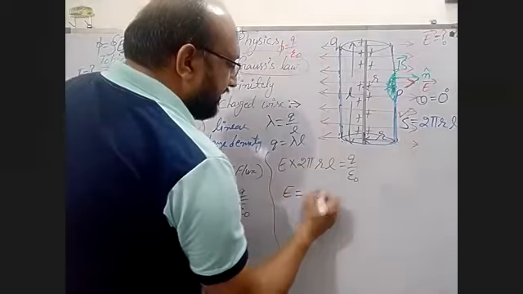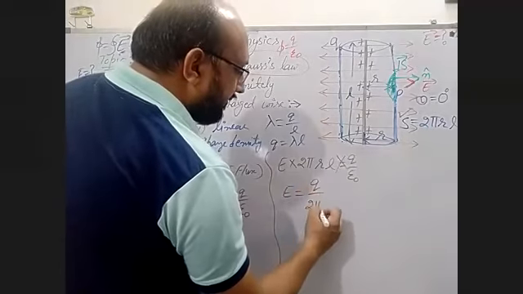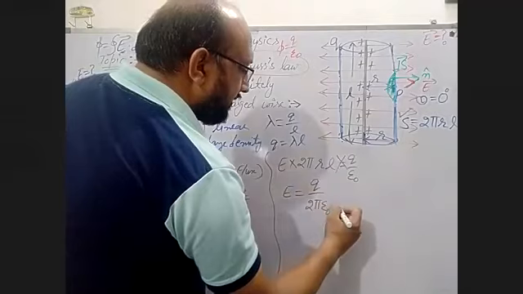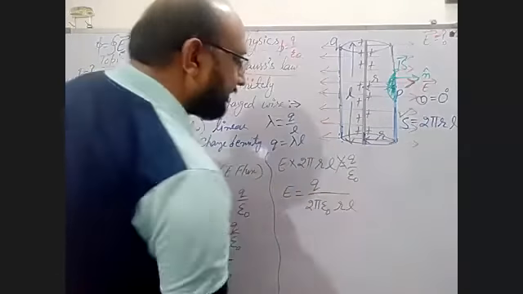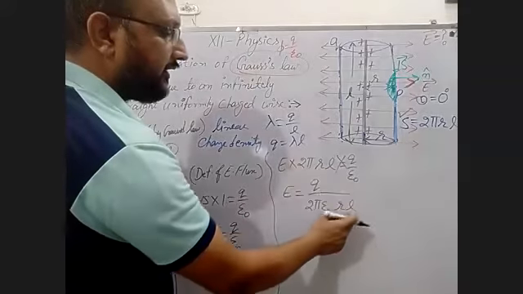Now by cross multiplying, we can get 2 pi epsilon naught r L. Okay, 2 pi epsilon naught into r.